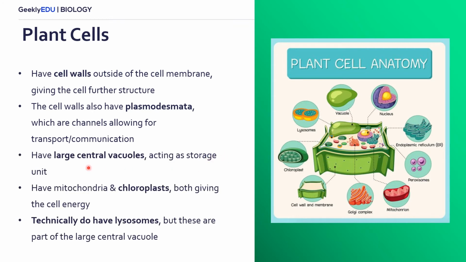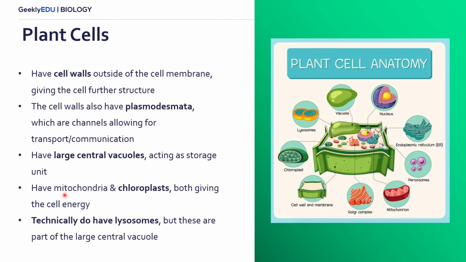So plant cells have large central vacuoles rather than the small vacuoles that are found in animal cells. And these act as a storage unit and also regulate water coming in and out of the cell, also giving the cell its shape and its size. So here we see in green the large vacuole. You can see that it's quite a bit larger than all of the other organelles.